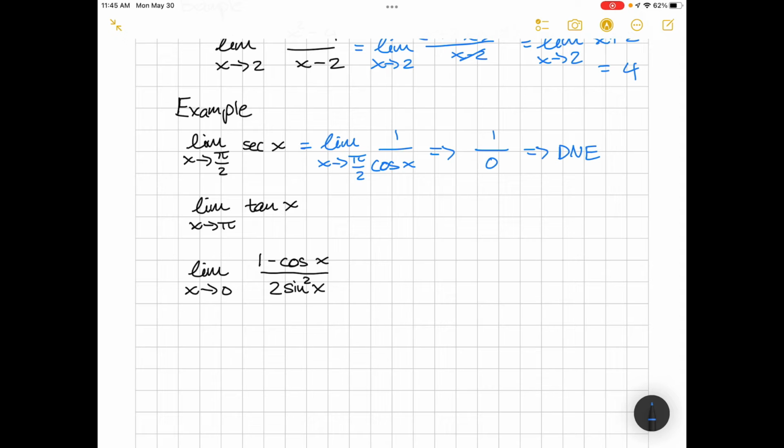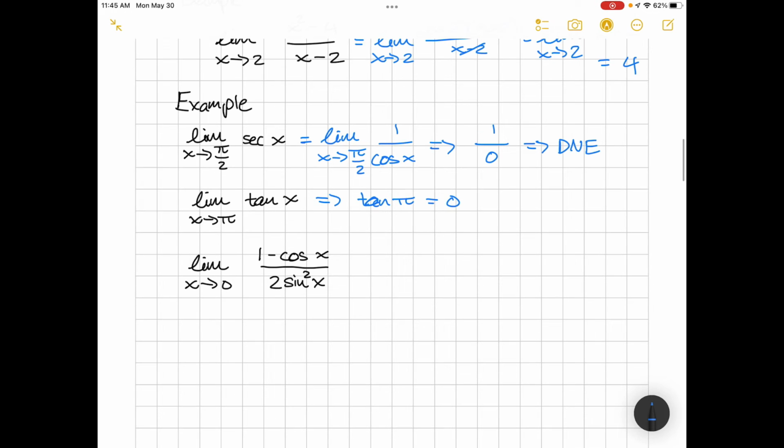Now let's move on to the second one. The second one is asking us for the limit as x approaches pi of the tangent of x. So let's plug in pi for x, which means that this goes to the tangent of pi, which is the same as the tangent of 180 degrees, which is 0. So this limit over here is equal to 0.